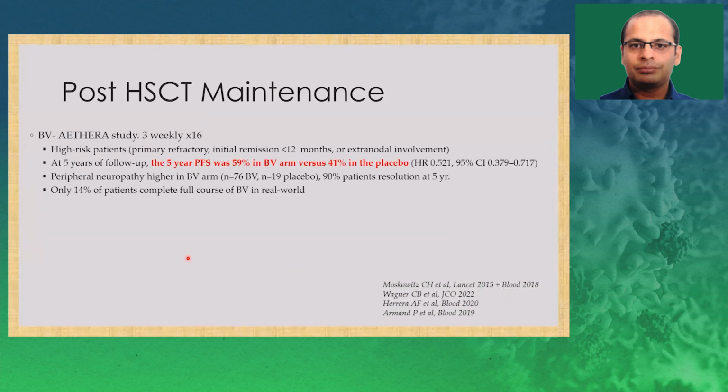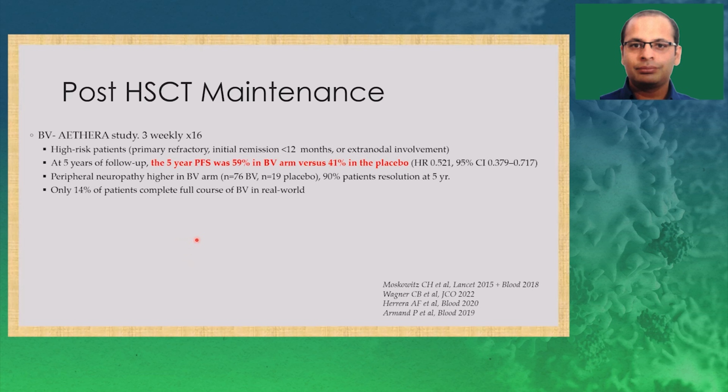Post-transplant maintenance initially came with the use of brentuximab, when it was used as a 3-weekly regimen for 16 weeks in patients who are high risk, that is primary refractory, remission less than 12 months, or extranodal involvement. And PFS was in the tune of 60% in the brentuximab arm versus 40% in the placebo arm. These patients were brentuximab naive, so they had not received brentuximab-based protocols as second-line therapy.